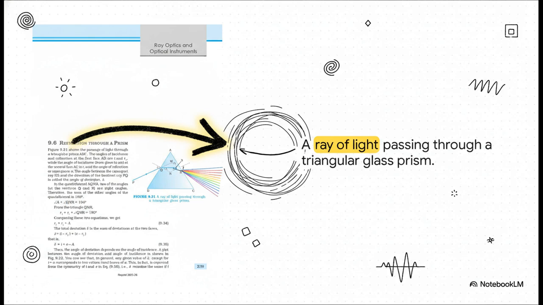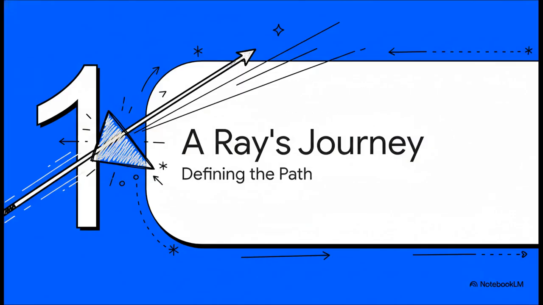But the physics behind it? I think that's even cooler. And believe it or not, to understand that entire rainbow, all we really need to do is follow the path of just one single ray of light. So, let's do it. All right, first things first, we're going to trace this ray's journey.